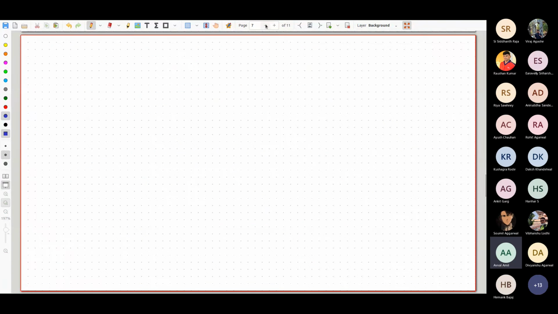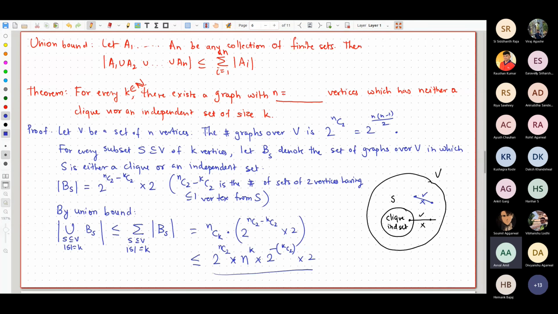Sir, can you repeat the last statement that you made? So this is an upper bound on the number of bad graphs, graphs which have either a clique of size k or an independent set of size k. Remember, this is a set of bad graphs. Every graph which has a clique of size k or an independent set of size k is going to belong to some B sub S, and therefore it is going to belong to this union. If we prove that the size of this union, which is upper bounded by this quantity, is strictly less than 2 to the power n choose 2, what does that mean? It means that there is a graph which lies outside this union.